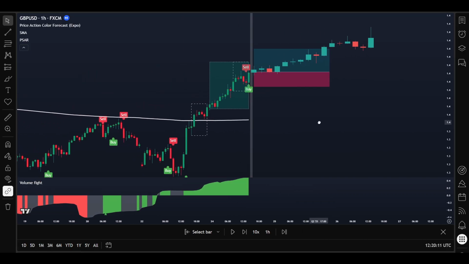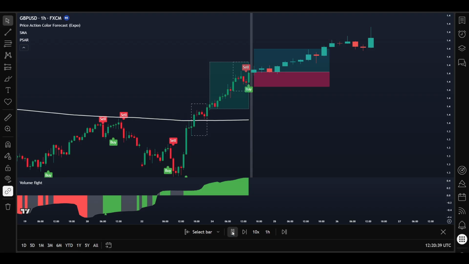Price holds above the 200 moving average and consolidates. Parabolic SAR prints a buy. Volume Fight confirms with a strong green bar above zero. We then activate the Price Action Color Forecast and see the projected path clearing our target without touching the stop. All boxes are checked on the close. We enter on the next open, place the stop below the pullback structure, not a minor wick, and set a fixed 1 to 1.5 target.